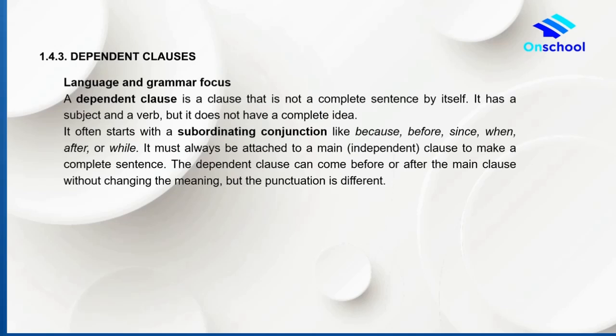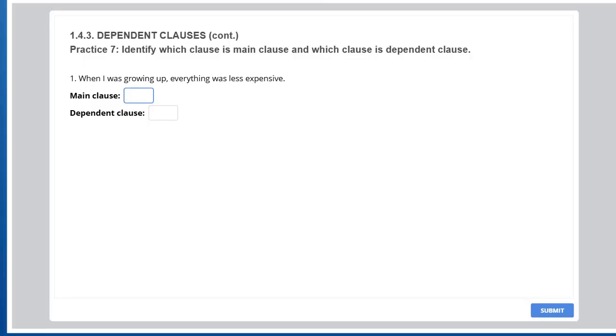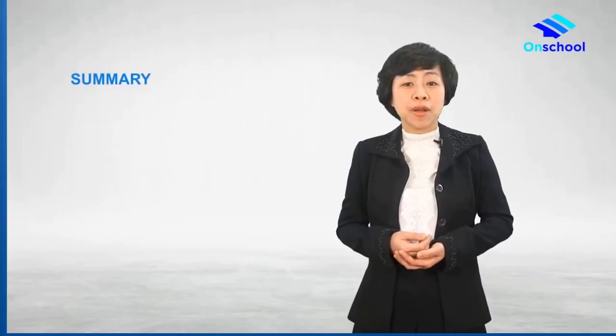The dependent clause can come before or after the main clause without changing the meaning, but the punctuation is different. The two examples here show how we can arrange clauses in a sentence. And now, can you identify which clause is M or main clause and which one is D or dependent clause? That's all about paragraph and short essay.